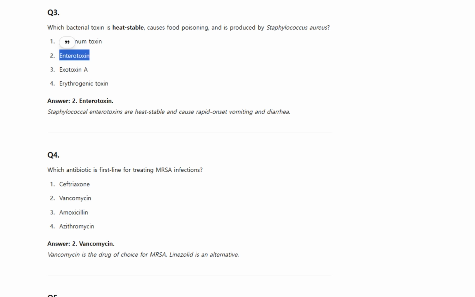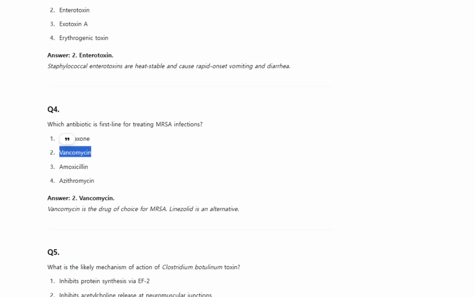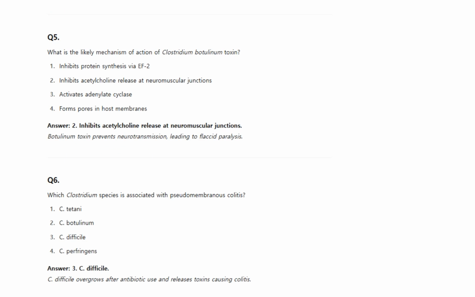Q4. Which antibiotic is first line for treating MRSA infections? 1. Ceftriaxone, 2. Vancomycin, 3. Amoxicillin, 4. Azithromycin. Answer 2. Vancomycin. Vancomycin is the drug of choice for MRSA. Linezolid is an alternative.